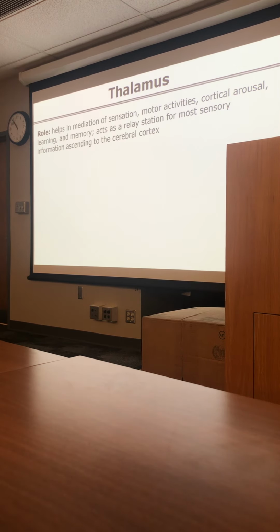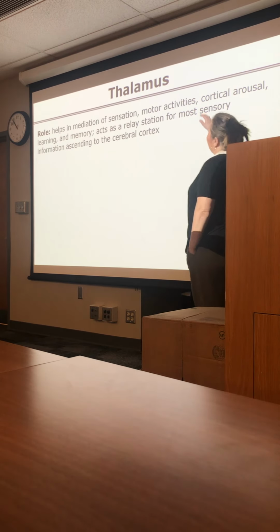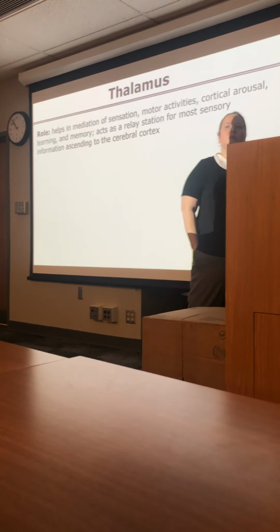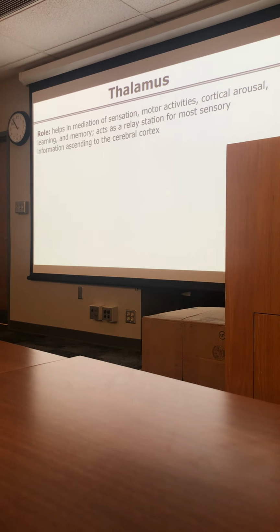First is the thalamus. The thalamus helps in mediation of sensation, motor activities, cortical arousal, learning and memory, and very, very important is it acts as a relay station for most sensory information ascending into the cerebral cortex. So most sensory information, we'll talk about one exception later on, has to stop over in the thalamus for a nice synapse or two, for reorganization, before it goes up to the cerebral cortex, before you're even aware of it. And again, the thalamus actually makes up the majority of the diencephalon, but there are two other areas as well.